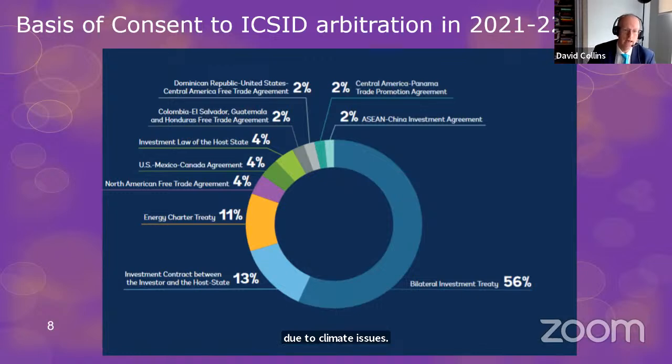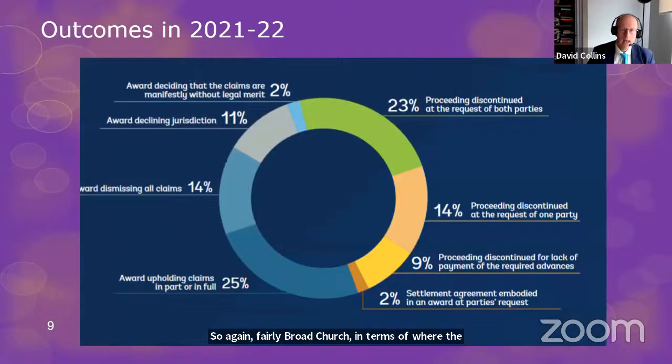And then we've got NAFTA and its follow-on agreement, which is the USMCA. NAFTA and the USMCA, roughly 4%. Then one or two other relevant free trade agreements. I noticed that the Dominican Republic-US free trade agreement had a few disputes brought on it. So again, a fairly broad church in terms of where the consent is coming from, but the BITs are still the dominant ones. And then outcomes.